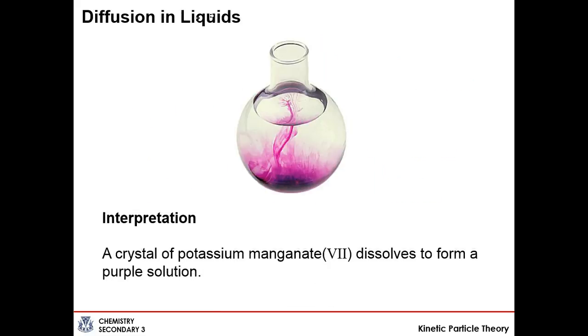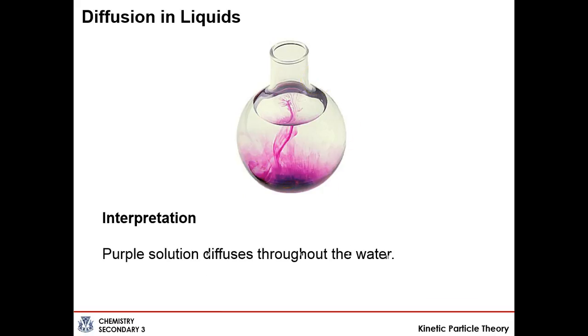It's the same if I were to place a crystal of potassium manganate 7 in liquid. So over here there's a crystal of potassium manganate 7. It is deep purple in color. It dissolves and it slowly spreads throughout the entire container of water until eventually the whole thing becomes evenly purple.